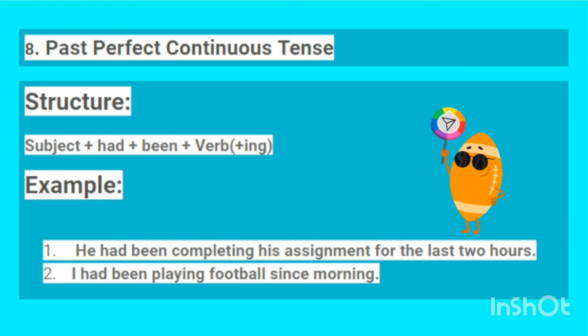The word for is used to show a period of time, be it in the past, present, or future. The word since is used to refer to a time that has begun in the past and is still continuing. For example, he had been completing his assignment for the last 2 hours. I had been playing football since morning.